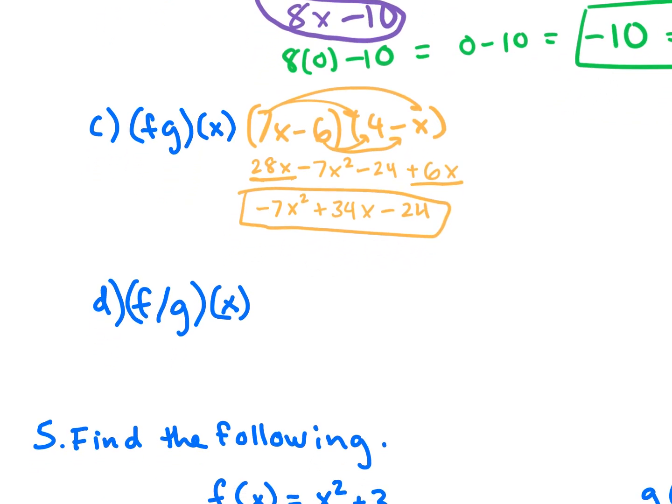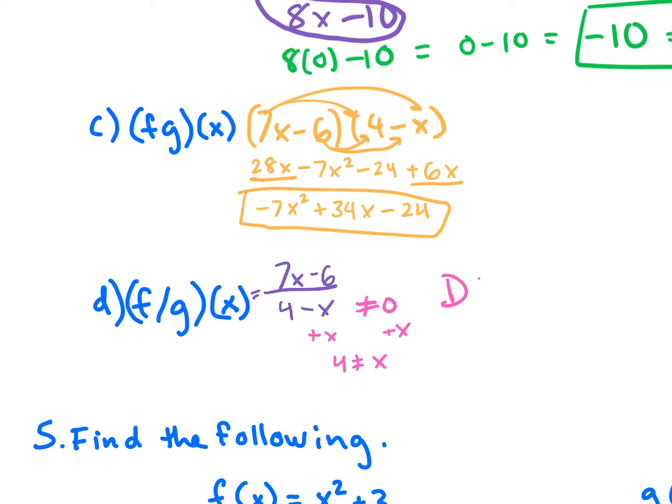And then lastly, I'm dividing. So this would be 7x minus 6 divided by g of x, which is 4 minus x. Whenever we divide and we have an x on the bottom, we have to state our domain because the denominator cannot be 0. So just set the bottom not equal to 0 and solve for x. So I would add x to both sides. So this would be 4 does not equal x, which is our domain.